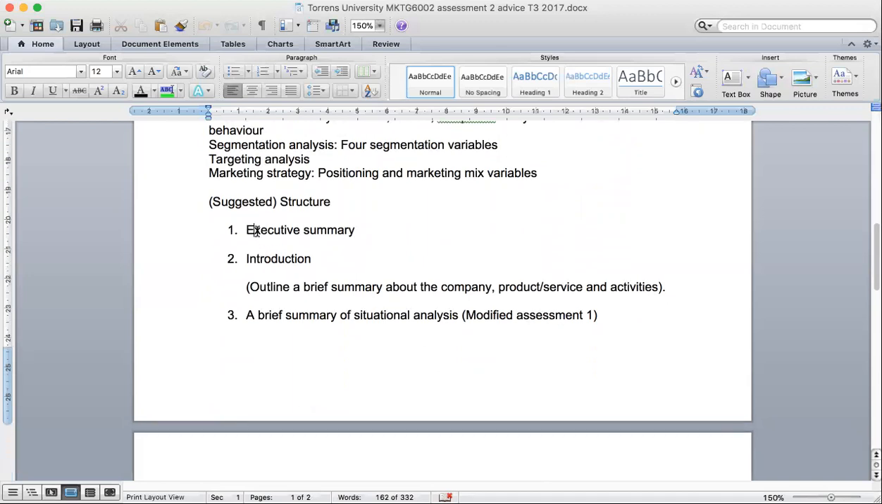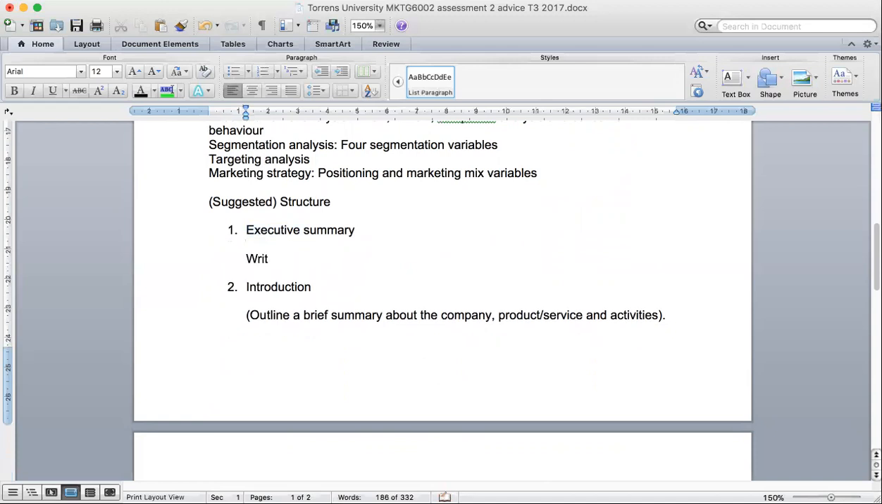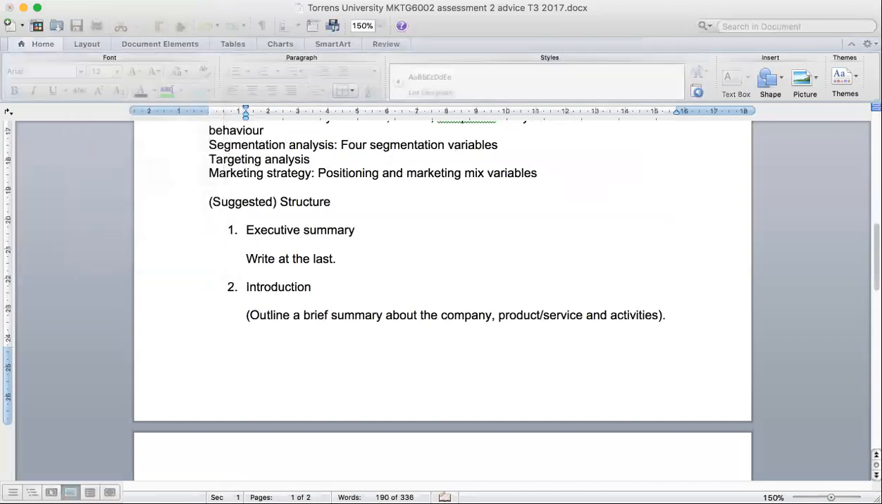The first one is the executive summary. The executive summary, we write it at the last, okay? Although it appears first, we write it at the last. Why is that? Because you can't summarize anything unless you have completed the other sections, okay? So we have to ensure that we write it at the last, yeah?